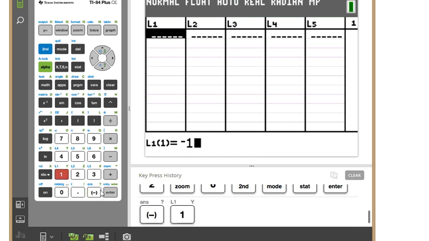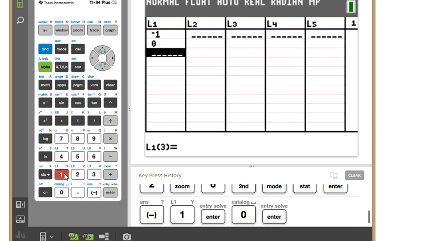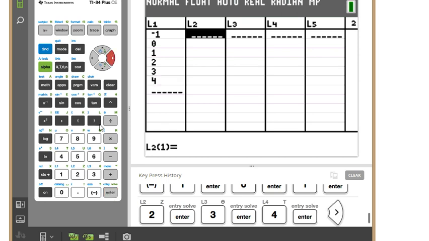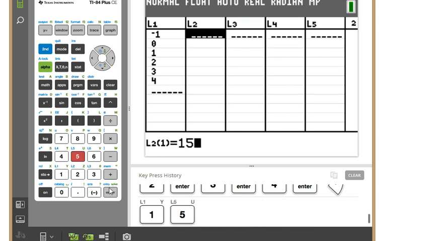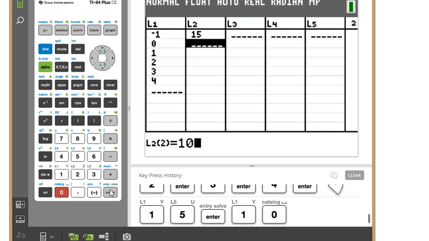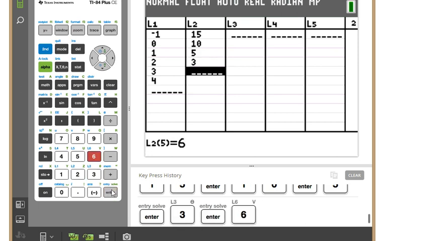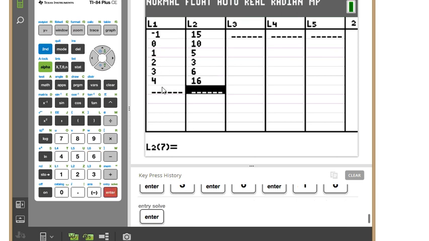-1, 0, 1, 2, 3, 4. And then the output values are going to be 15, 10, 5, 3, 6, 16. So these are all the values here, and you could graph these.